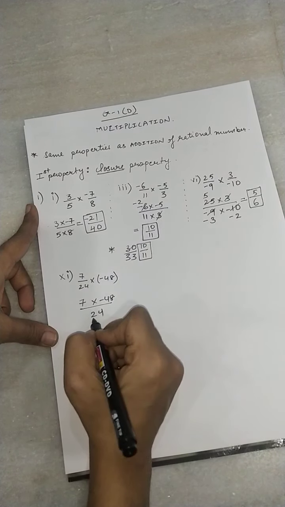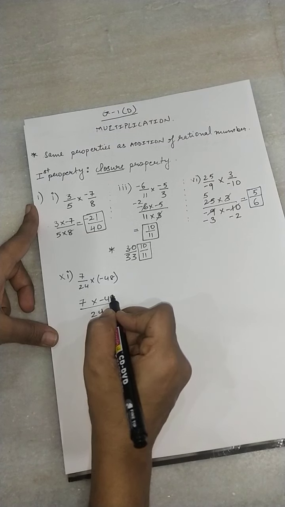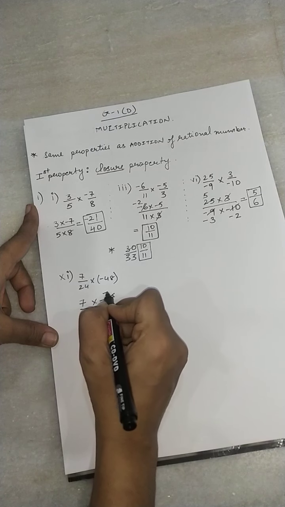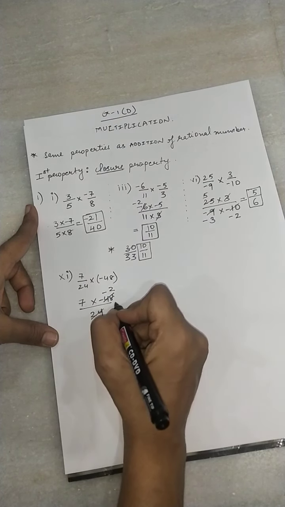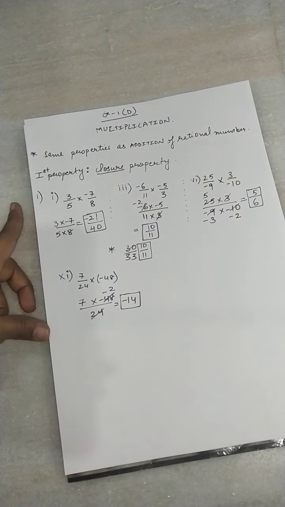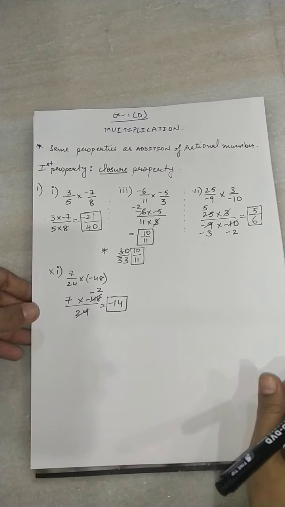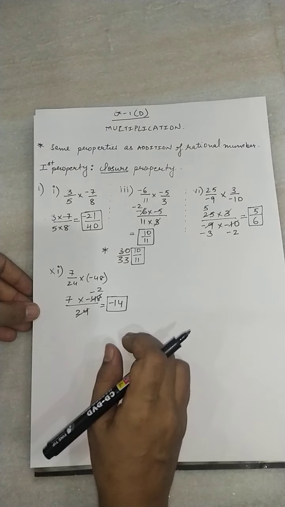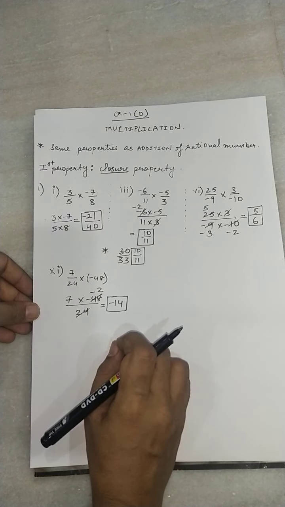Okay, upon 24. I know 24 twos are 48. So 24 into minus 2 is 48. So your answer is minus 14. That's it. It's very simple, students. You will be able to do it very easily. Just you need to be careful with the sign.